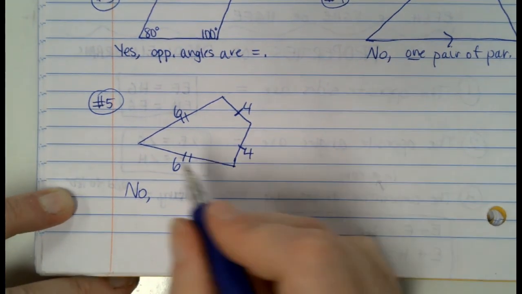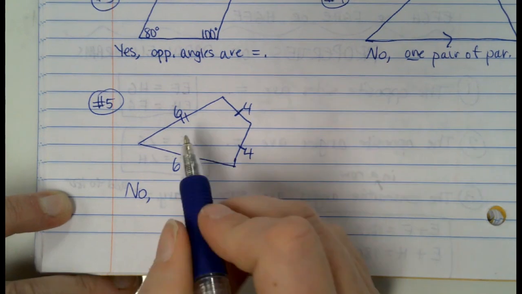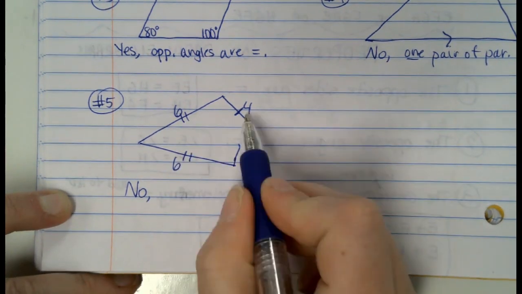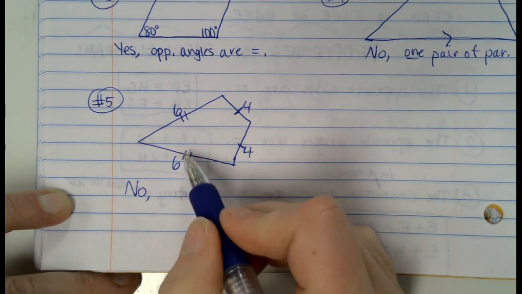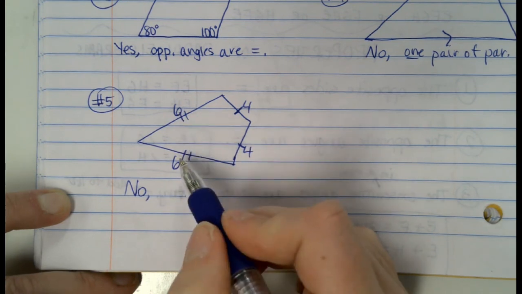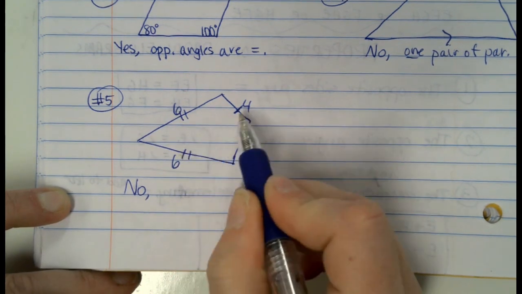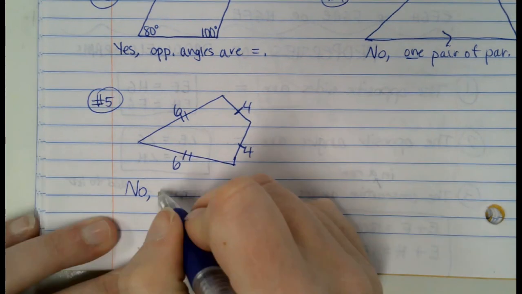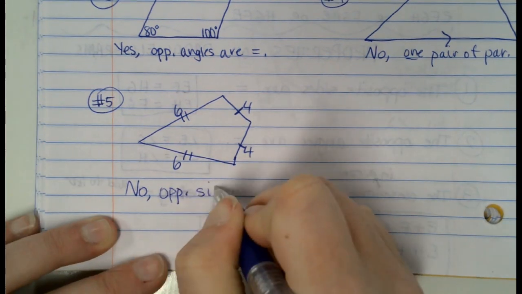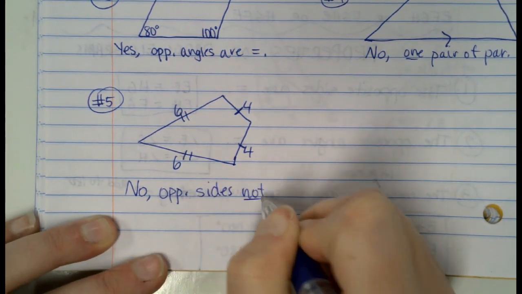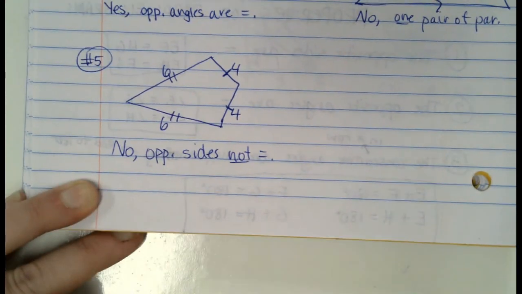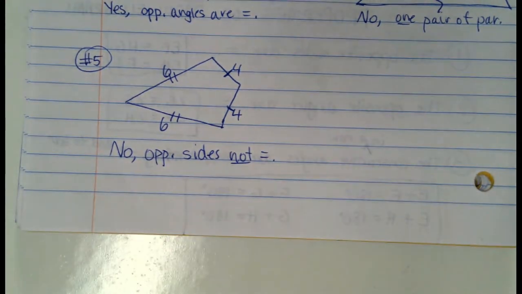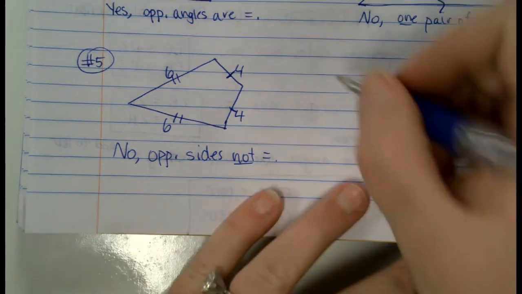Well, the sides definitely aren't parallel, but I have sides that are equal, but these sides are not opposite each other, right? These are next to each other. These two are supposed to be equal, and then those two are supposed to be equal. So I'm going to say opposite sides are not equal. If your opposite sides are not equal, it is not a parallelogram. All right, last one.